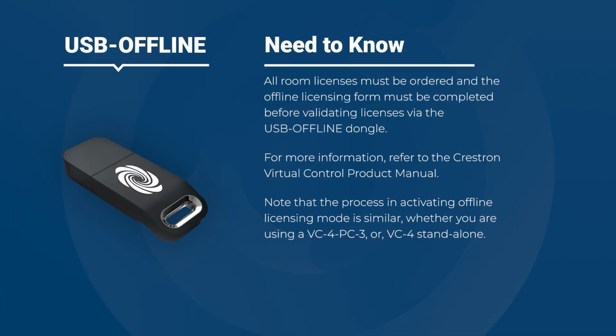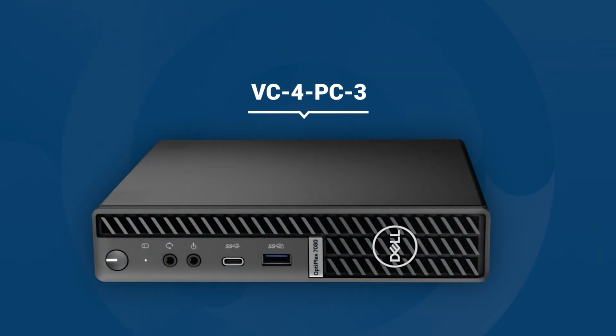All room licenses must be ordered, and the offline licensing form must be completed before validating licenses via the USB offline dongle. For more information, refer to the Crestron Virtual Control Product Manual. Note that the process in activating offline licensing mode is similar, whether you're using VC-4 PC3 or VC-4 standalone. Connect the USB offline dongle into an available USB port on the VC-4 PC3 or make it available on the host running VC-4.